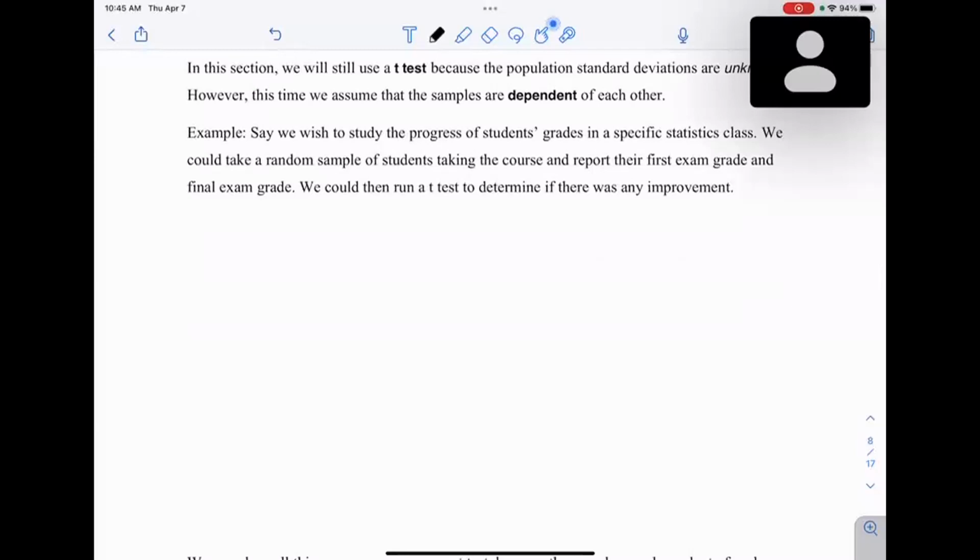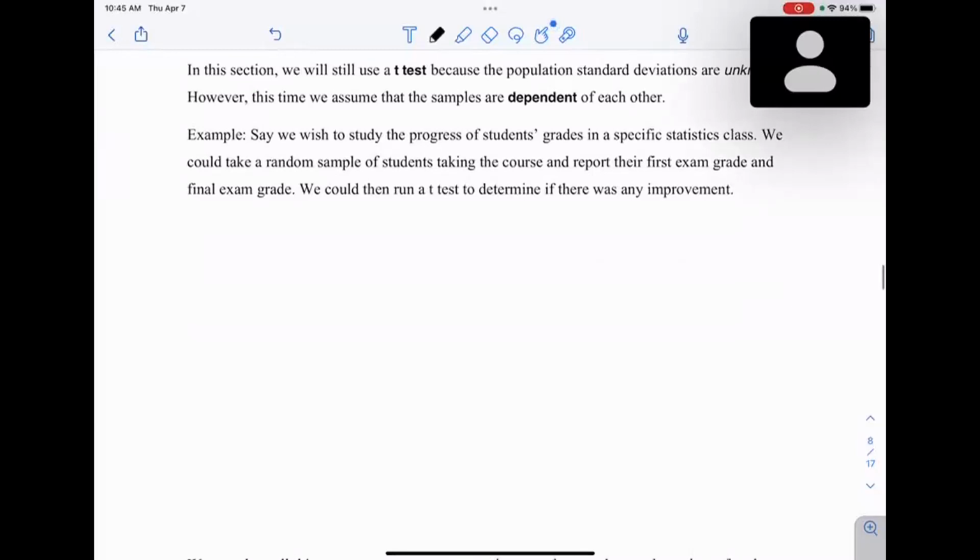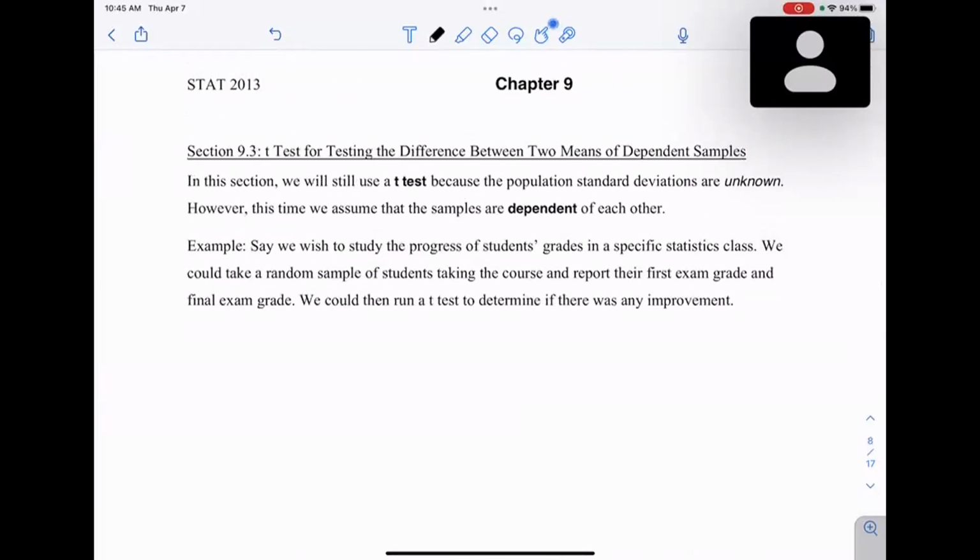So I'll show you how to solve it. Now, last section, the 2 samples we had were independent of one another. So this section, what happens if they're dependent?